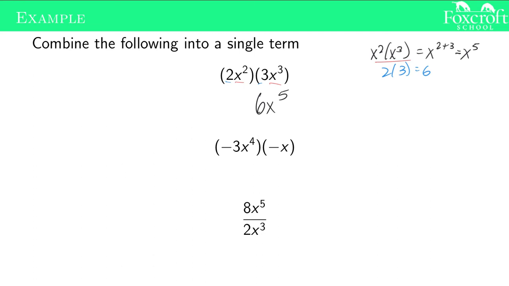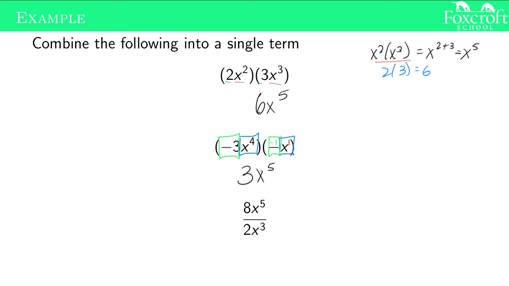In this one, we have x to the fourth as our variable part. Here we have an x, and in a previous slide we learned that's the same as x to the first. And our numbers, we have -3, and this negative sign is the same as a -1. So we multiply the numbers together. -3 times -1 is going to become +3. And then we add our exponents. 4 plus 1 is 5.